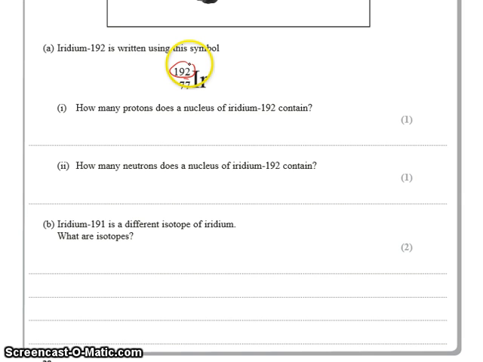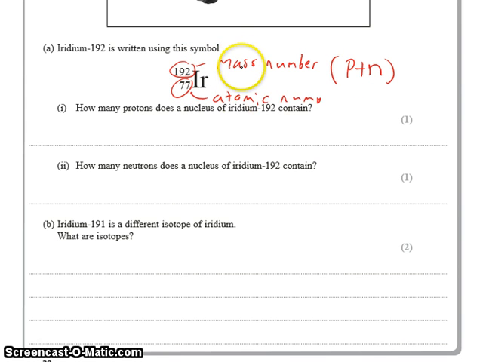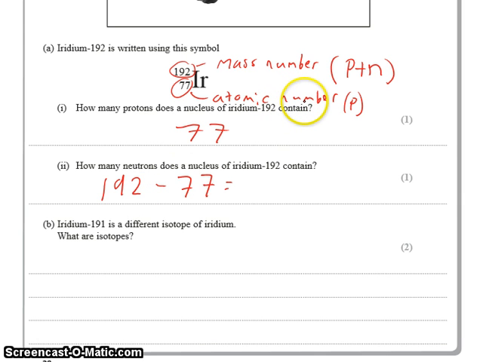Well, we've got two numbers here. Okay, this is my mass number, and that's equal to the number of protons plus the number of neutrons. And then we've got our atomic number, which is simply equal to the number of protons. So how many protons does it contain? 77. How many neutrons does it contain? Well, we have to take the mass number, which is the number of neutrons and protons, and minus the number of protons, and that's going to leave us 115.